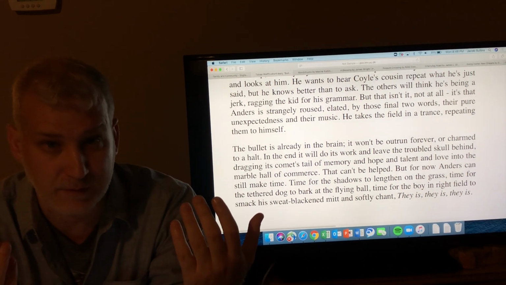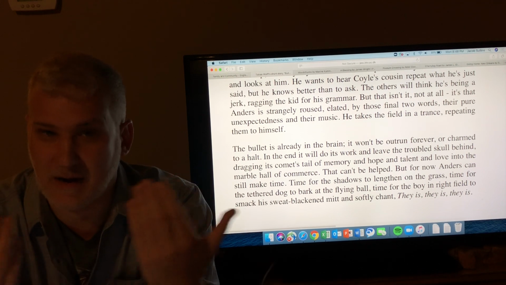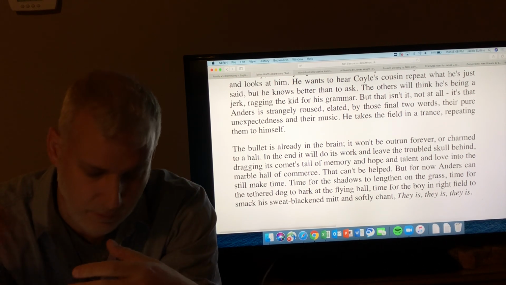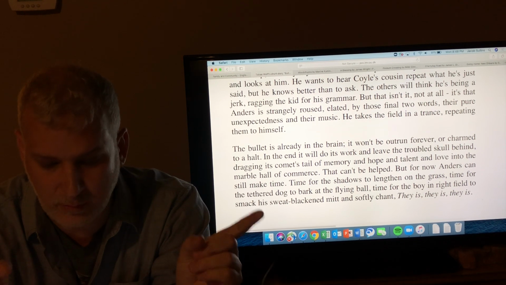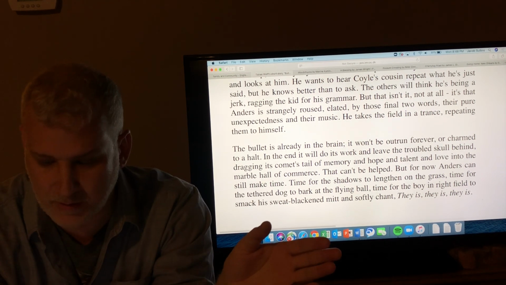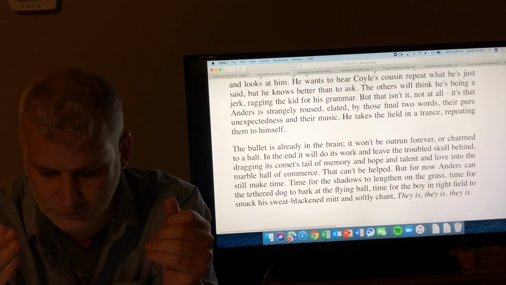What he remembers is when things felt fresh, when things felt new, when everything that he encountered day after day wasn't just old and annoying and made him feel like he had done it again. The bullet is already in the brain. It won't be outrun forever or charmed to a halt. In the end, it will do its work and leave the troubled skull behind.